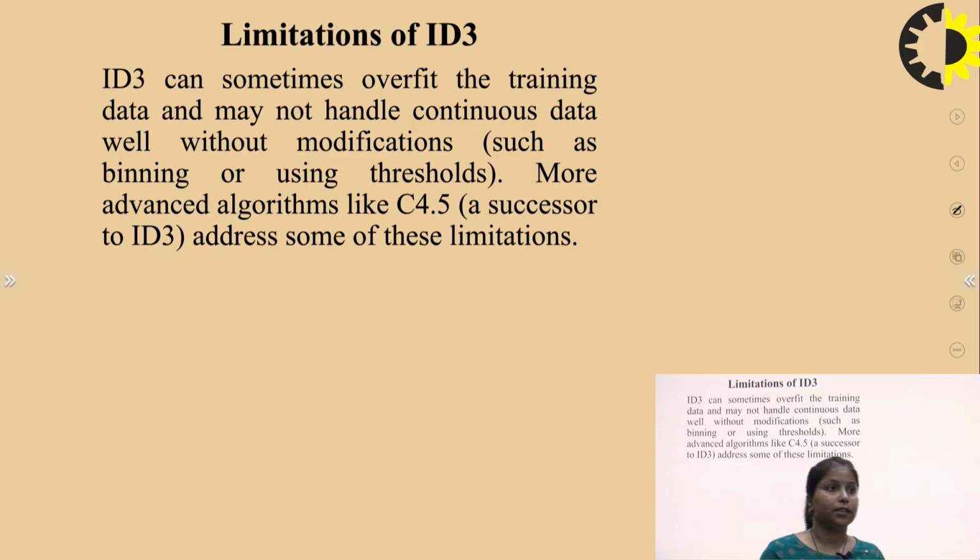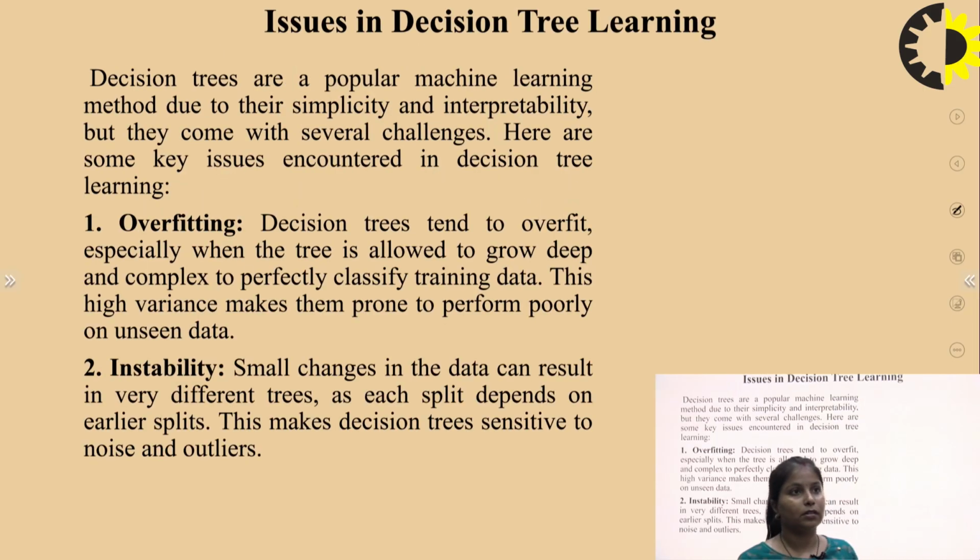Limitations of ID3. ID3 can sometimes overfit the training data and may not handle continuous data well without modifications such as binning or using a threshold. More advanced algorithms like C4.5, which is a successor of the ID3 algorithm, address some of these limitations. So, issues in decision trees.